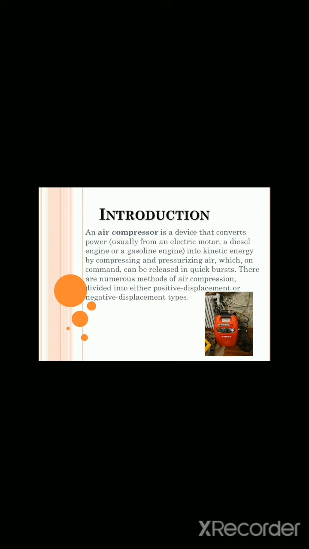An air compressor is a device that converts power, usually from an electric motor, a diesel engine or a gasoline engine, into kinetic energy by compressing and pressurizing air, which on command can be released in quick bursts. There are numerous methods of air compression, divided into either positive displacement or negative displacement types. This air compressor is used in mechanical systems, where fluid mechanics or a hydraulic system is going to be used. At that time, an air compressor has to be used.